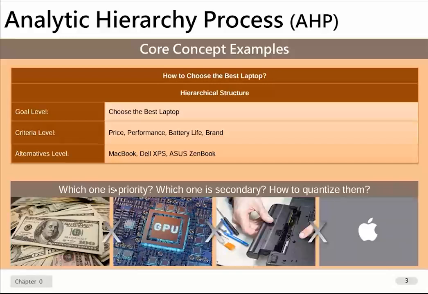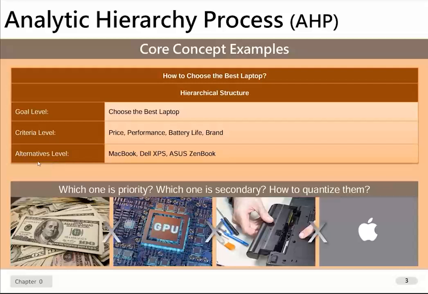So during this comparison process, we will make your decision, the importance become a number. So probably you think this one is twice important, 2 times important than the brand. And that one is 3 times important than the battery life. So we can use in this way to do the comparison and finally quantize your decisions.